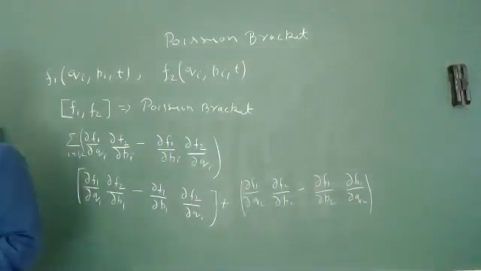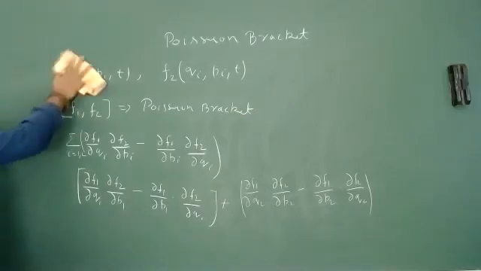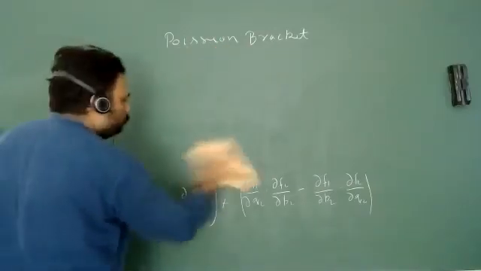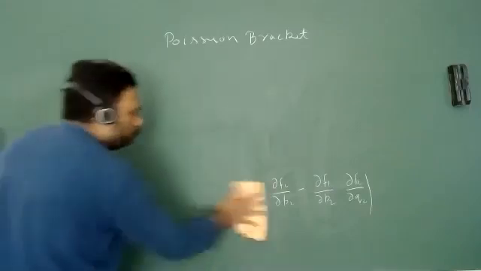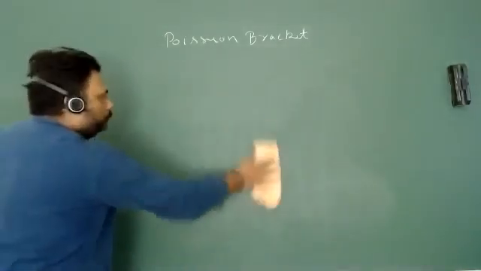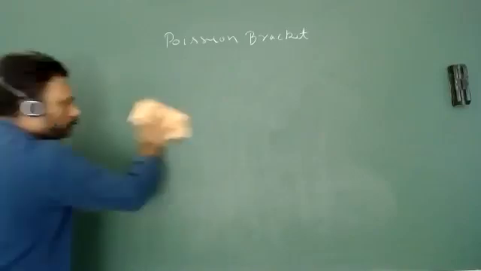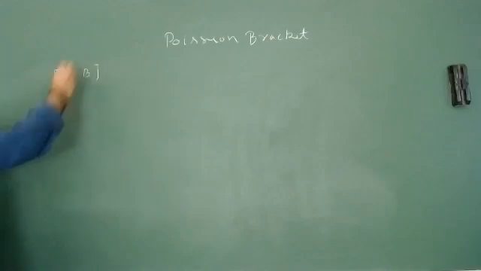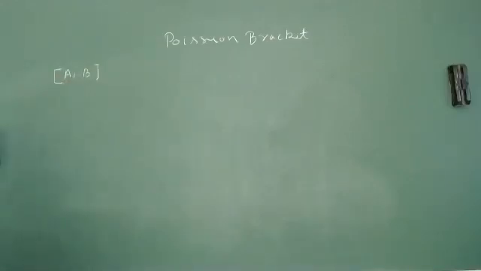So let's go for some properties of Poisson bracket. What is the property? Suppose I have two functions, let's say function A and function B. So we have these two functions A and B. We are just talking about the properties actually.